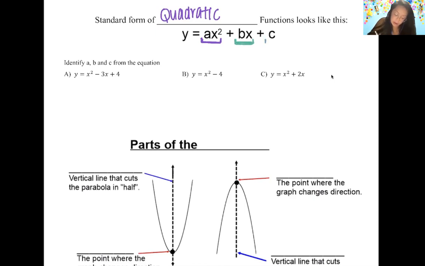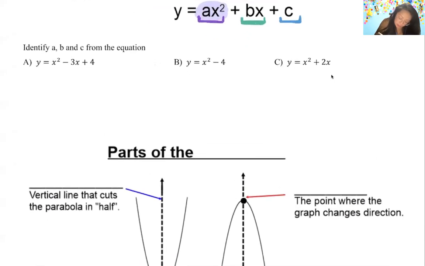So let's do a little bit of practice of that before we move on. Identify a, b, and c from these equations. Go ahead and pause the video if you want to try it by yourself first. Otherwise, let's go ahead and get started. Remember, we said that a is the one that's with the x squared. So in this equation, my first one, we're looking at the number that's in front of the x squared, and we had always said that if we do not see a number, there is an imaginary one there.